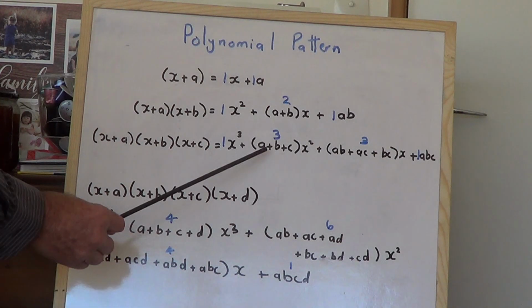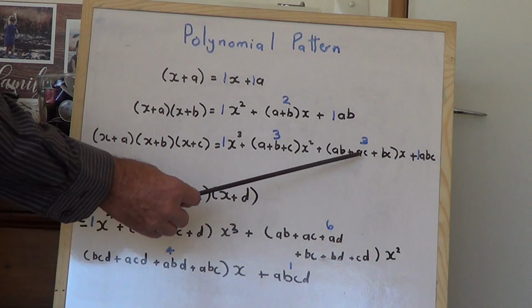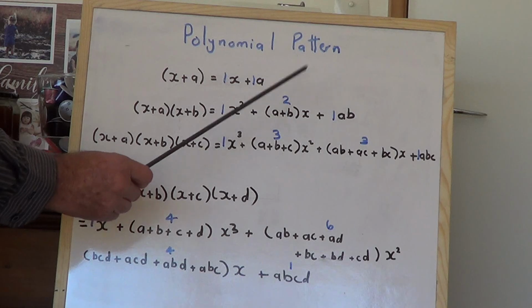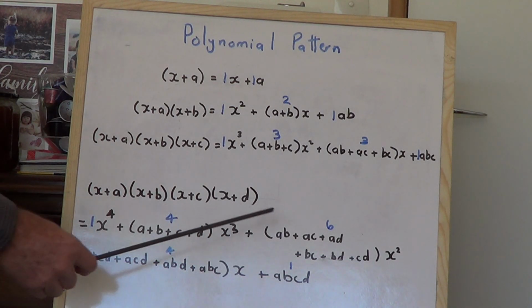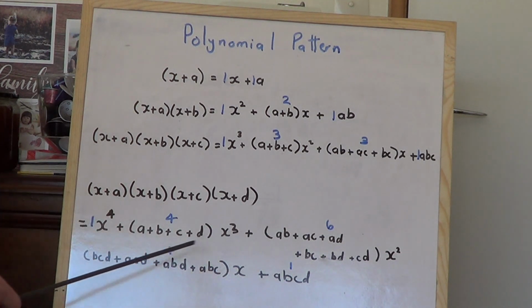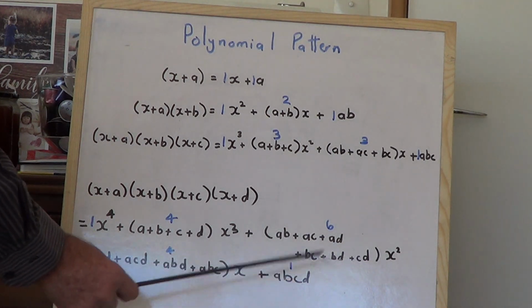So this is what I call the combinations of 1, the combinations of 2. Here's the combinations of 1. If we extend the pattern, that's the combinations of 1, that's the combinations of 2, that's the combinations of 3, and that's the combinations of 4.